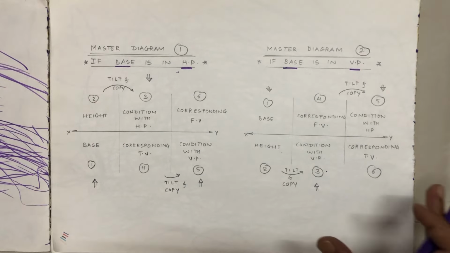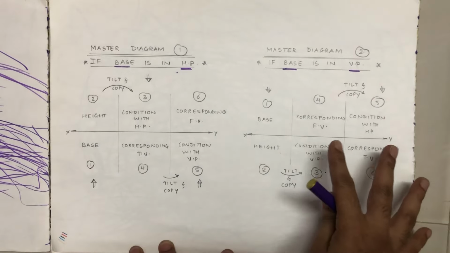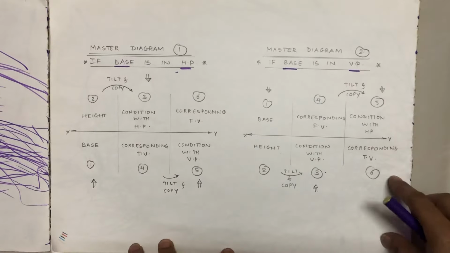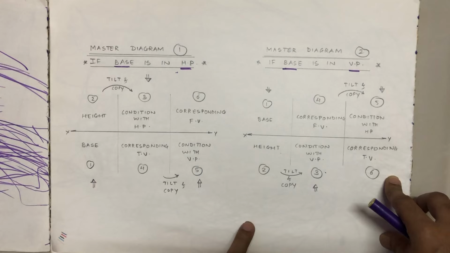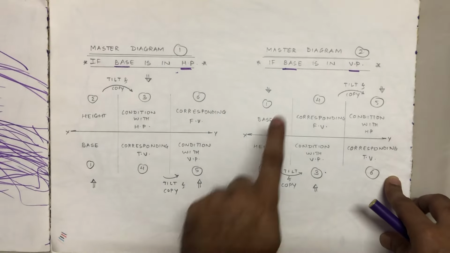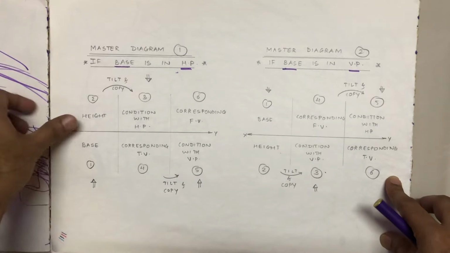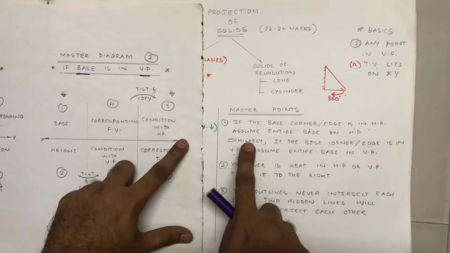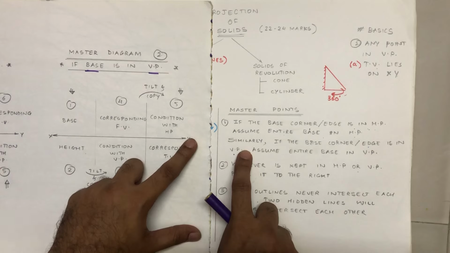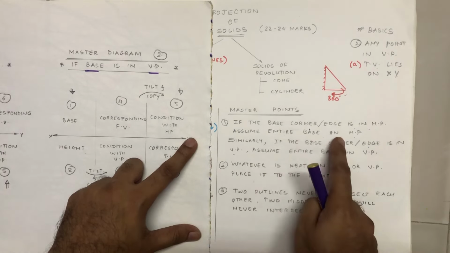Now please remember, guys, after solving n number of problems, this is a summary that I have come up with. What I'm trying to imply is, every problem will always fit into the master diagram. You just have to decide where the base is. And how will you decide where the base is? By understanding the first master point. And how will you understand the first master point? When you actually read the problem.